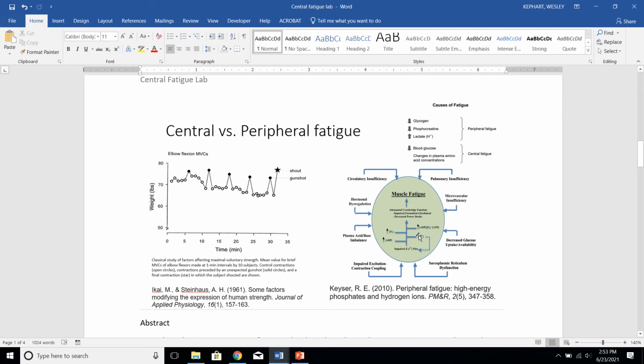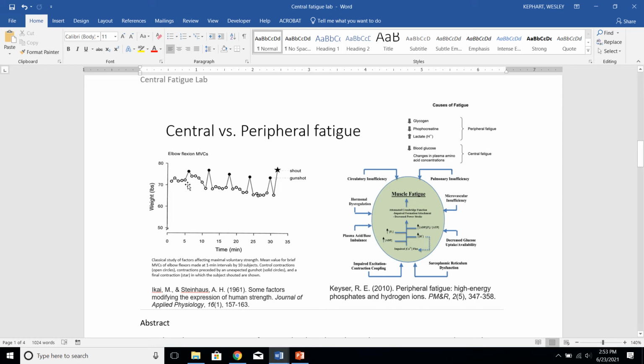So peripheral fatigue, kind of like what I was saying, hydrogen ions, phosphates, those seem to be the main things that a lot of people are thinking these days, being the cause of muscle fatigue just generally. There could also be lack of oxygen, lack of blood flow, occlusion, those different types of things.